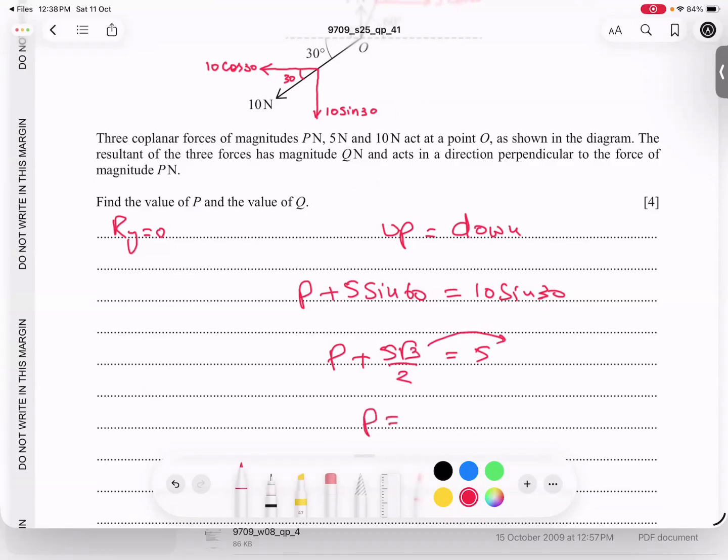It did not mention exact here. If they ask for an exact answer, then we have to stop at this. But now we have to type it in the calculator and get the answer in decimal format. The answer turns out to be 5 minus 5 root 3 over 2, which is equal to 0.6698. Rounding to 3 SF, we add 1 to 69, and we get 70. So this answer turns out to be 0.670.